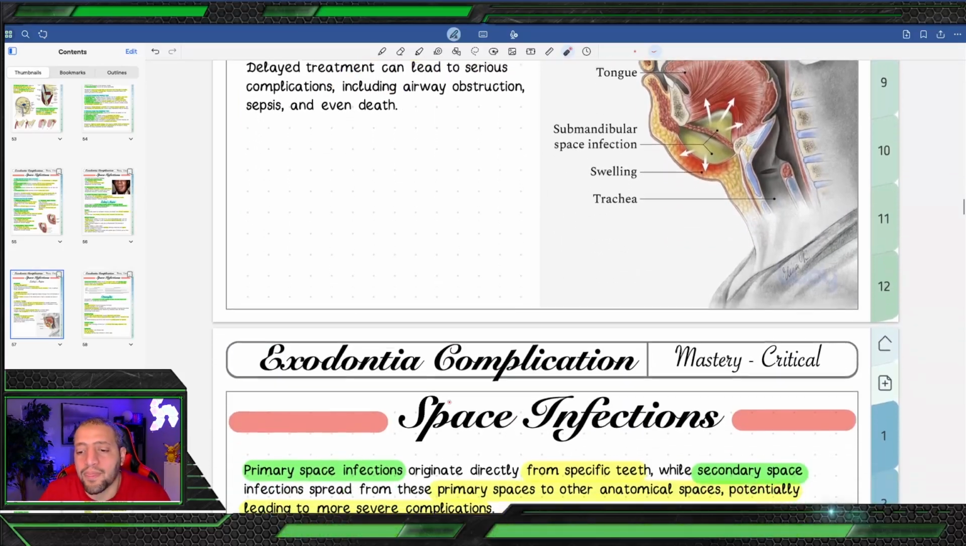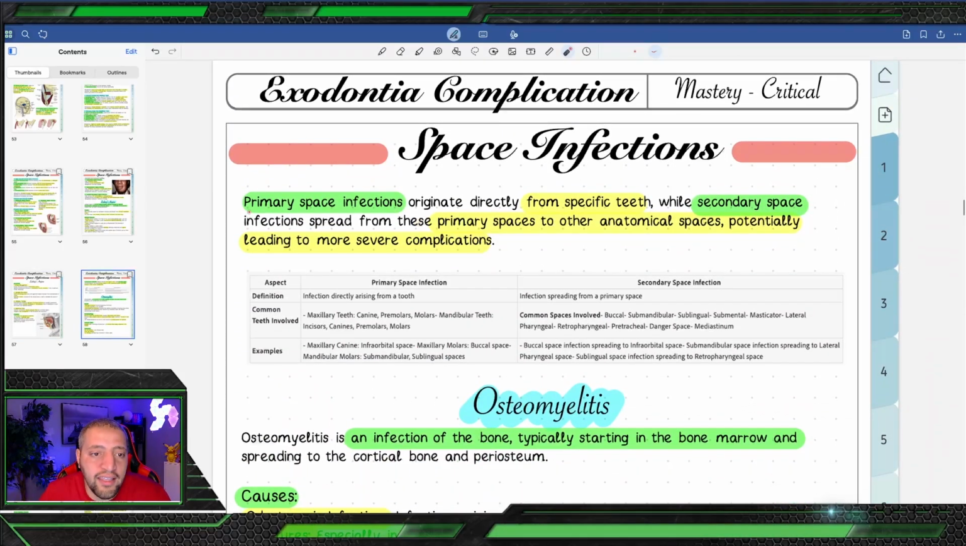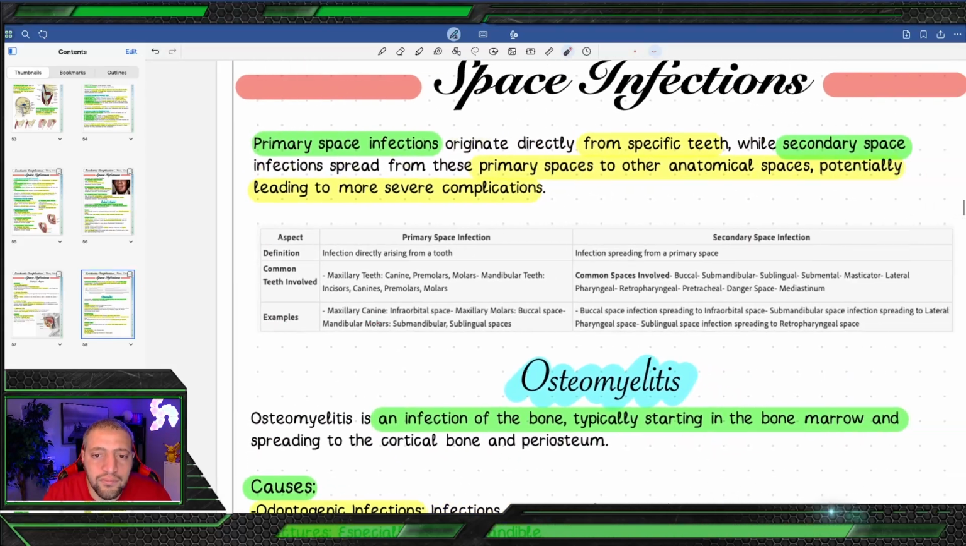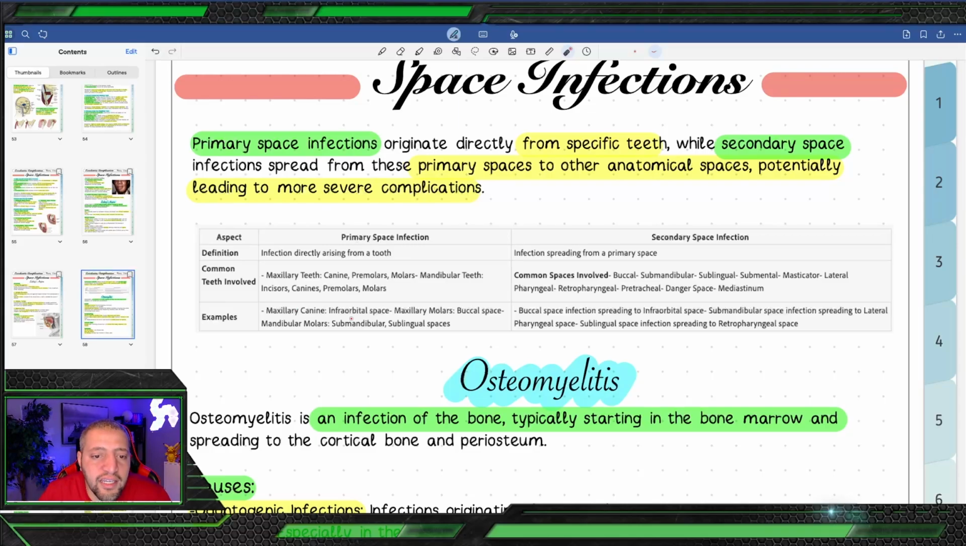Okay? So again here, the primary space infection, secondary space infection, this table to give it to you. So let's see here. The primary spaces: maxillary canine, infraorbital; maxillary molar, buccal; mandibular molar, submandibular; sublingual. Secondary: buccal space infection getting into the infraorbital space, or submandibular infection spreading to the lateral pharyngeal, or sublingual infection spreading to retropharyngeal. So it's not coming from a tooth, it's coming from another space infection.